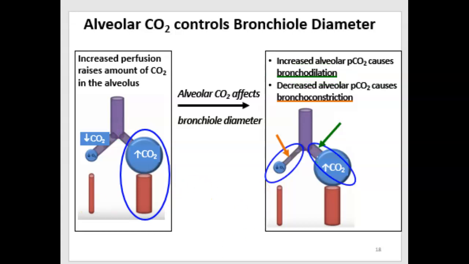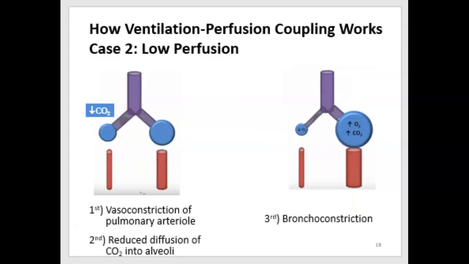When you have low perfusion, maybe there's some sort of lung disease that's causing this pulmonary arteriole to go feed a cancer cell instead of the alveolus, whatever. You have less perfusion in this area of the lung, so you'll have lower CO2 in this alveolus. If you have less CO2, that causes bronchoconstriction because you don't have to get that CO2 out. That's why. So ventilation perfusion coupling is really cool.